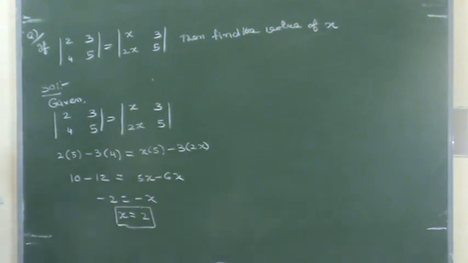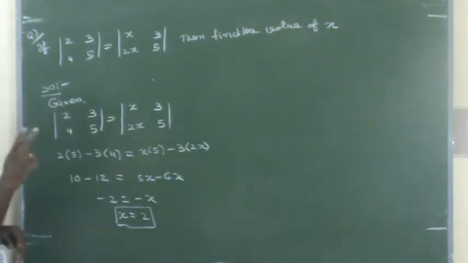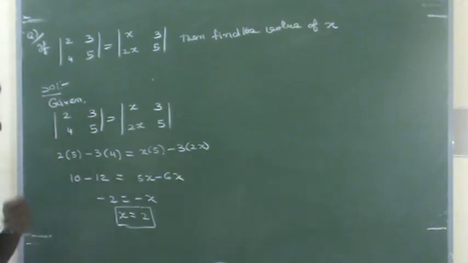Simple. For determinants of two matrices, two determinants should be equal. Their corresponding elements are not equal. Their values only are equal. Remember, that is very, very important.